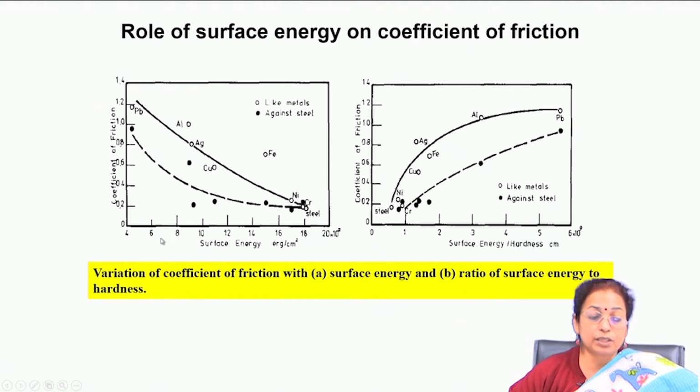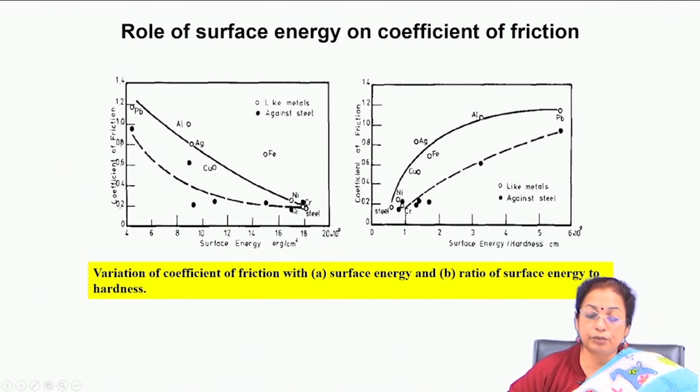For example, if you see the variation of coefficient of friction with surface energy, you will find that the higher the surface energy, the lower the coefficient of friction. Because the higher the surface energy, the more will be the tendency to reduce its energy when another surface is there on its surface, as a result of which you will find that there will be less hindrance towards the motion. So, this is the reason behind the lowering of coefficient of friction with increased surface energy.